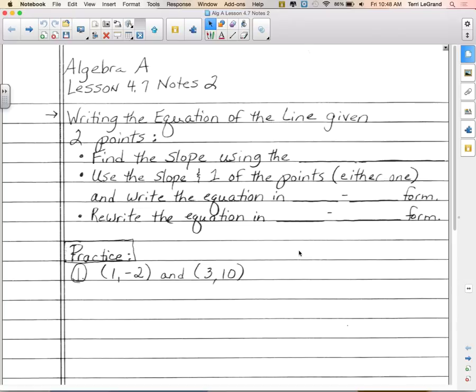So for those of you who have them memorized, you have a good head start on this. Those of us who don't, as we keep writing them, maybe they'll eventually stick. When we're writing the equation of the line given 2 points, because that's what they're going to do to us today, find the slope using the slope formula that Noah just recited for us.